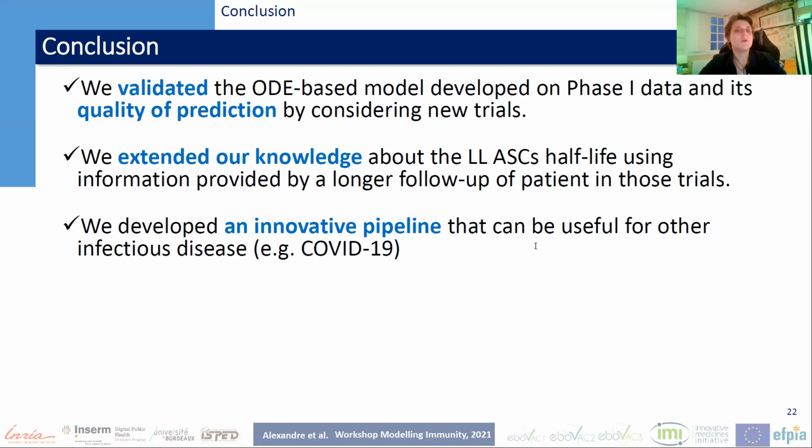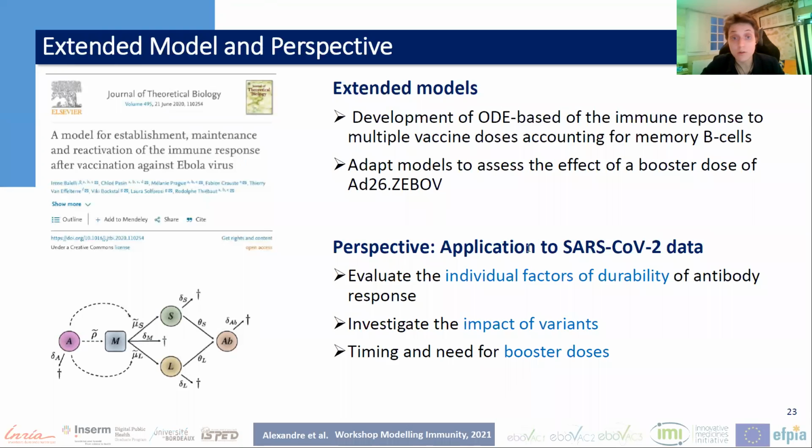However, we know that the model that we use is a very simple model, and that's why additional works are currently in progress in the team. First of all, the improvement of the mechanistic model with the addition of memory cell compartments, to be able to really capture the change of the immune response between the two vaccine injections, instead of just using data after the second vaccination. The second work currently being done in the team is the adaptation of the model to capture the effect of a booster dose of Ad26.COV2.S.